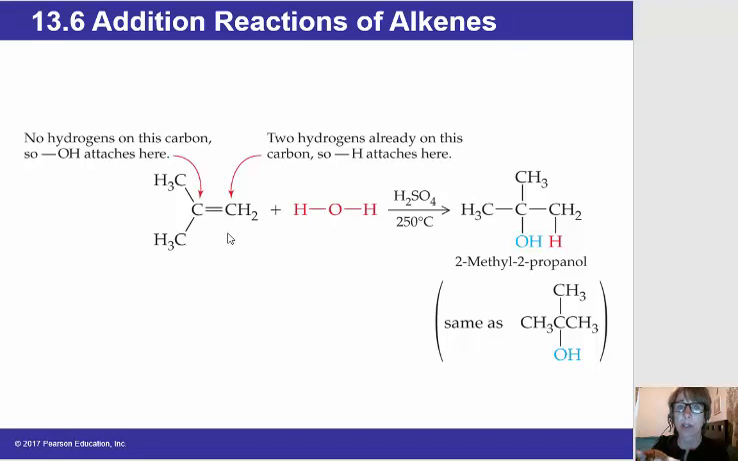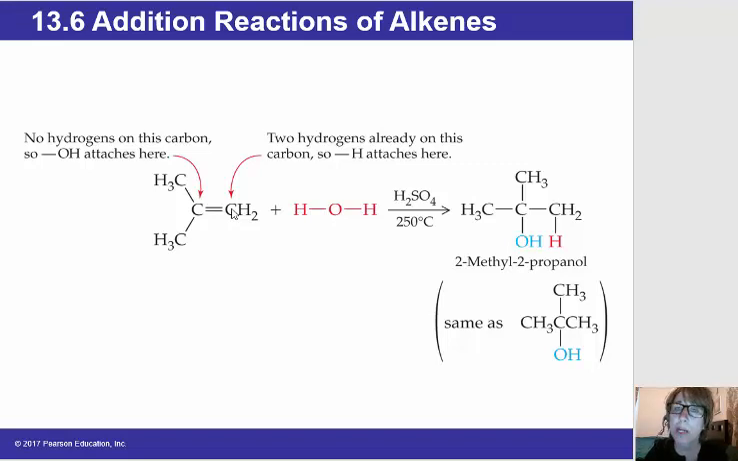So this alkene on the slide is 2-methylpropene. And we see the 2 carbons in the double bond have unequal number of hydrogens. The carbon on the right has 2 hydrogens, whereas the carbon on the left has none. So because of this asymmetry, we can apply Markovnikov's rule, which states that the hydrogen in our water is going to preferentially bond to the carbon that has more hydrogen atoms.